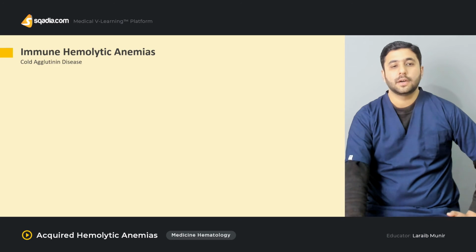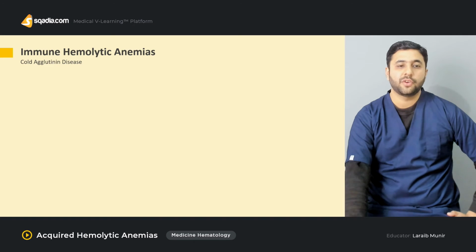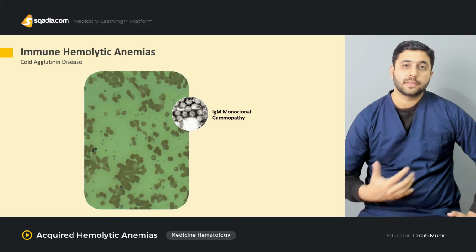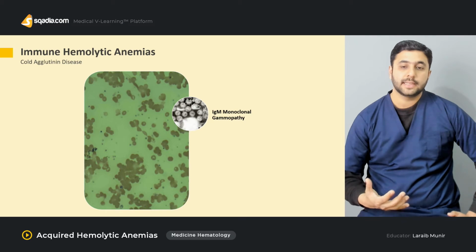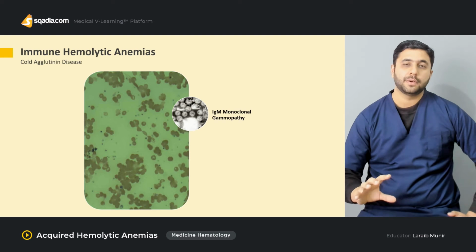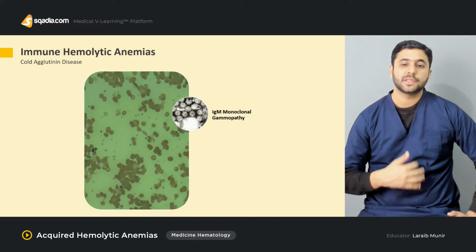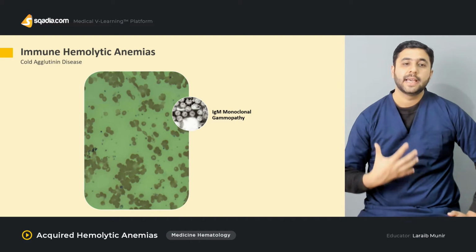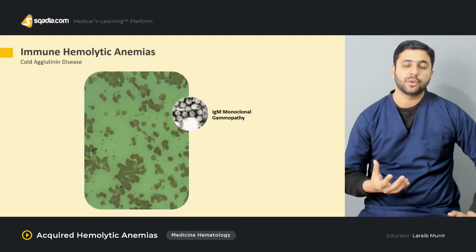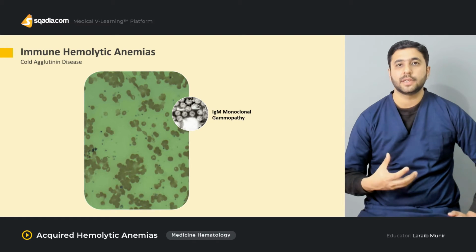Now let's talk about cold agglutinin disease. In cold agglutinin disease, there is IgM antibody formation against the RBCs. This IgM antibody formation can occur on such a large scale that it can lead to a monoclonal gammopathy, in which a certain type of bone marrow B cell lineage leads to this IgM production. And this IgM leads to the destruction or agglutination of the RBCs, generally in cold temperatures.